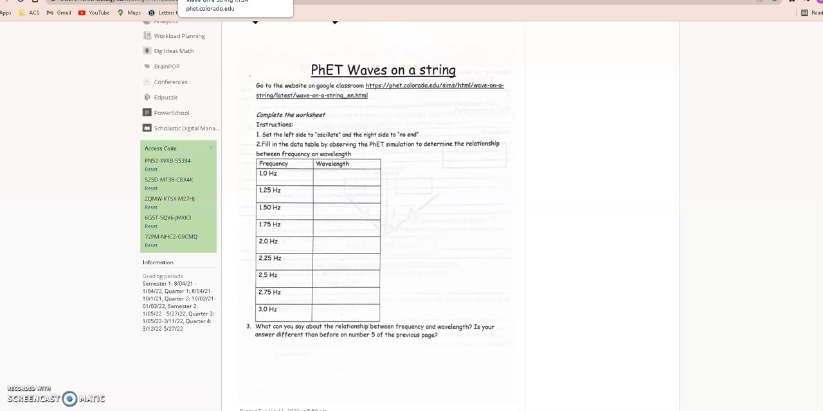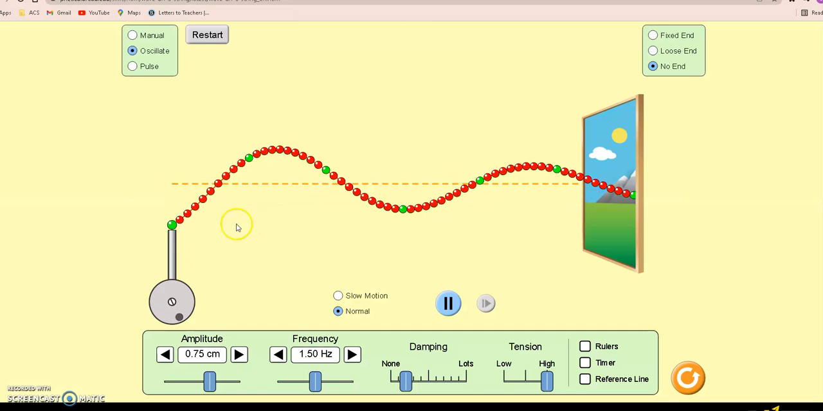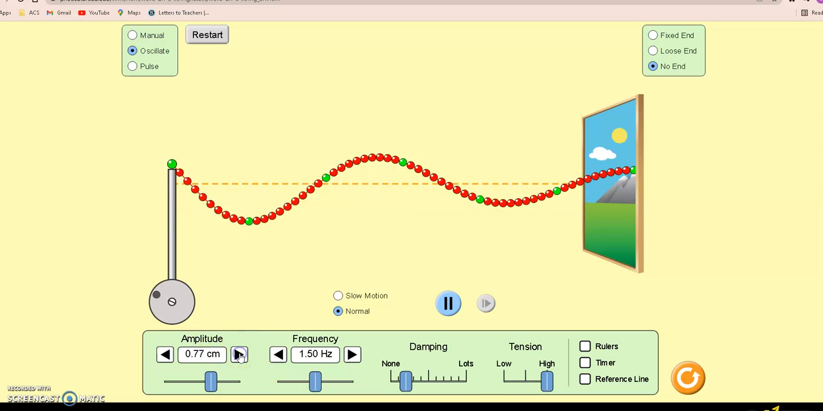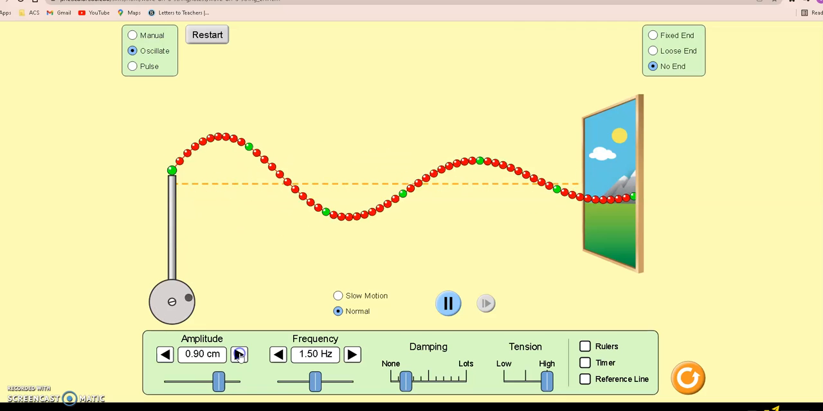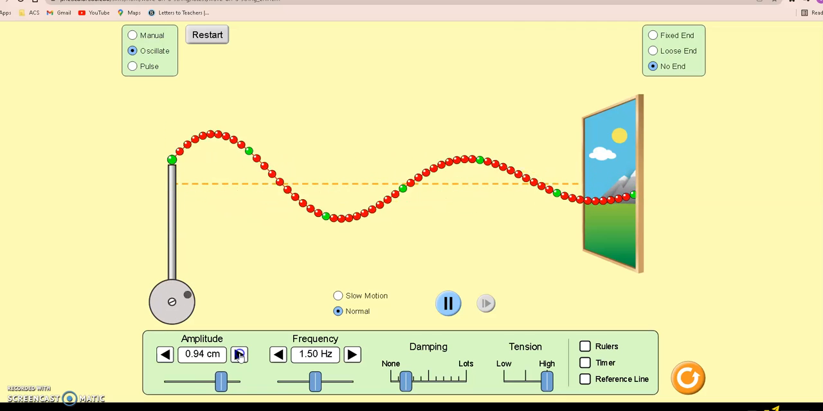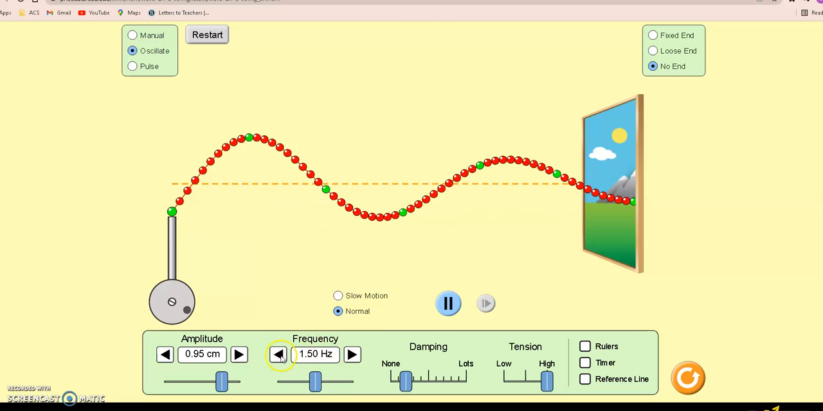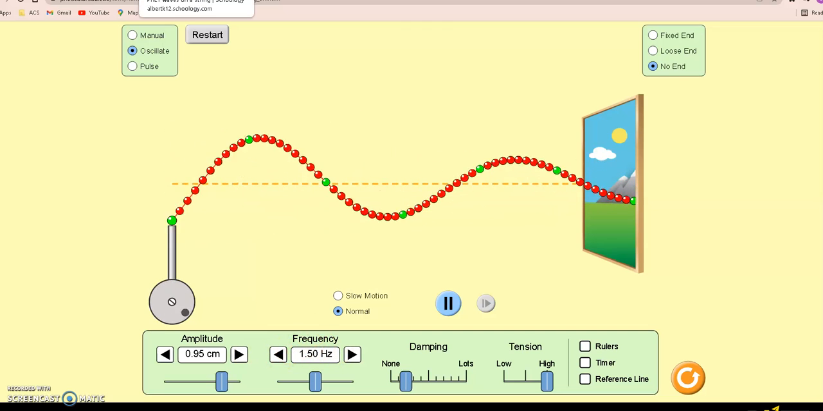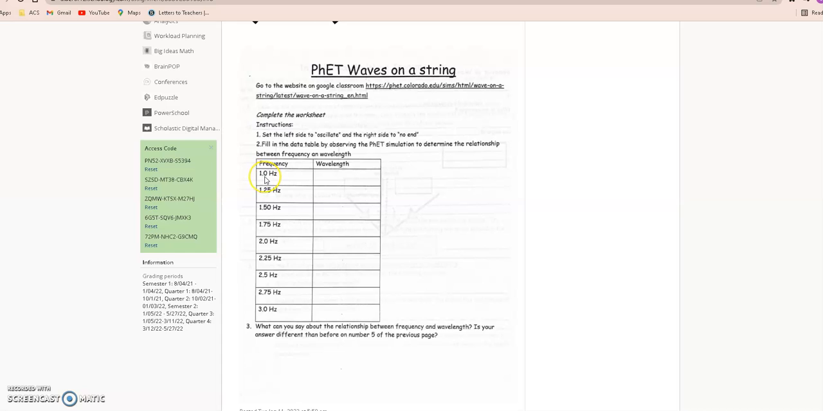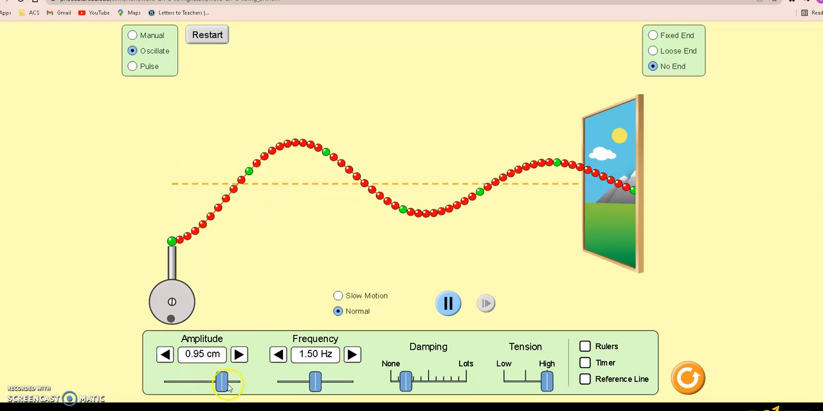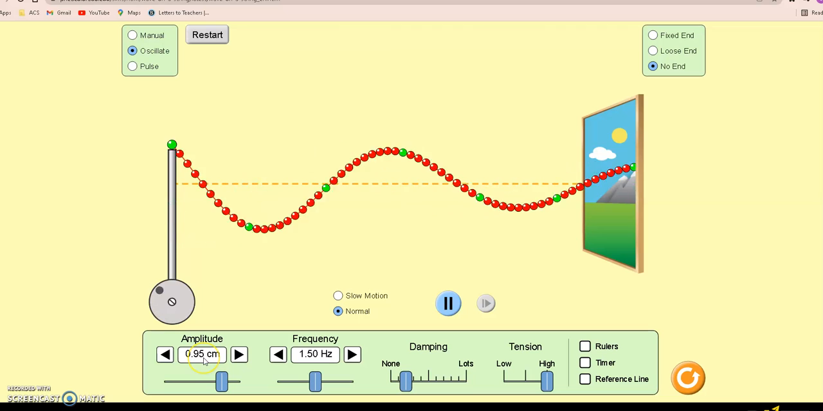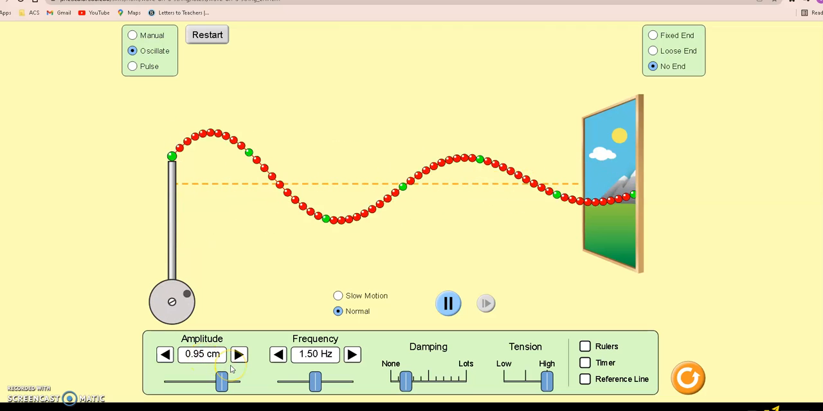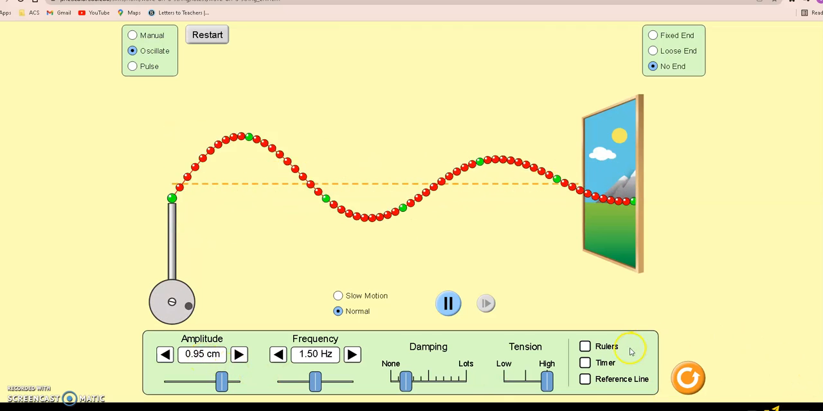And so when you go to the PhET Waves on a String, yesterday I said I think I set my amplitude up to like 90 or 95. I can't remember exactly which one. But I'm going to set it on 95. And then you start out at, according to this, 1 hertz. Once you set the amplitude, don't touch it anymore. Leave it at that level. Leave it the same through all the measurements that you do for the whole lab.